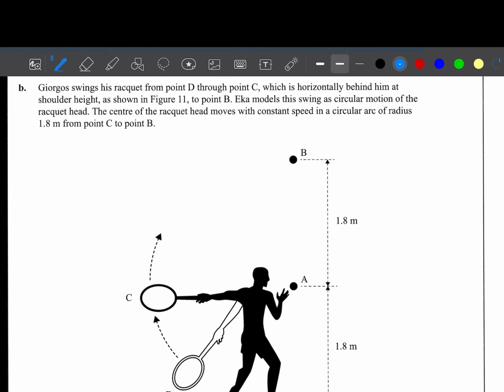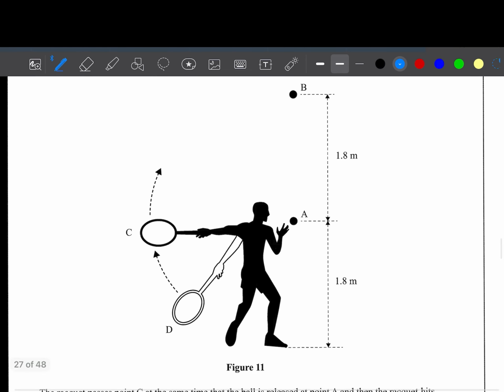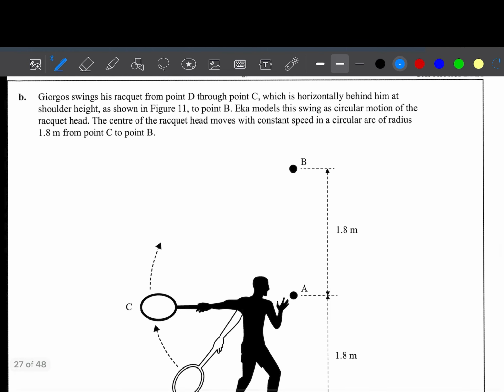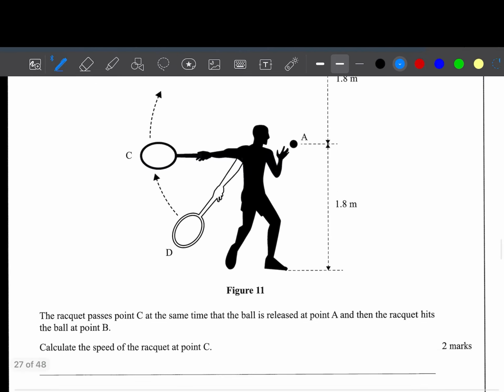G swings his racket from point D through point C, which is horizontally behind him at shoulder height, as shown in figure 11, to point B, so like that. Eka models this swing as a circular motion of the racket head. The center of the racket moves with constant speed in a circular arc of radius 1.8 from point C to point B. So the radius is 1.8.